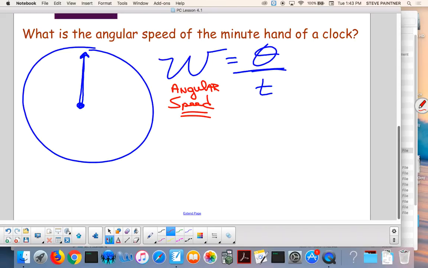If you have it, raise your hand. I'll come to you. No. I'm just curious how you got that. You said, oh, 2 pi radians. Okay, you're saying it goes all the way around, but how long did it take to go all the way around? You're saying it only takes 1 minute for the minute hand to go around. The minute hand takes a lot longer than 1 minute.